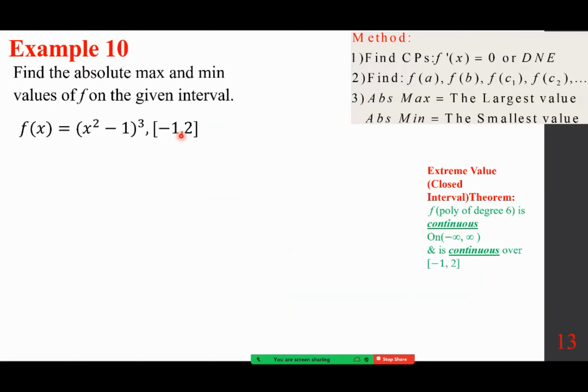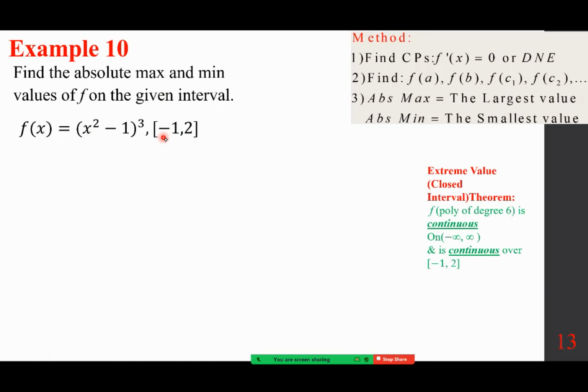So it's a polynomial of degree 6. Why is it degree 6? Because this is x squared, and we are raising it to the third power. So it's continuous from negative to positive infinity, or you can say the domain is negative to positive infinity. Therefore, it's continuous in the given interval. So let's differentiate because we want to find CPs.